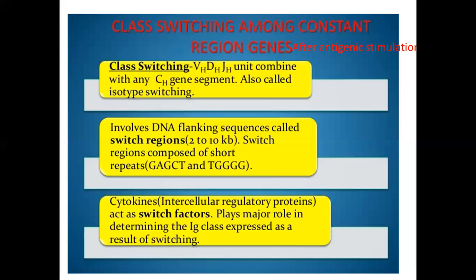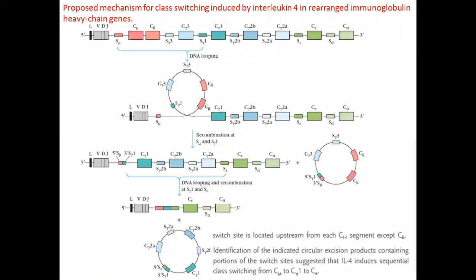So the variable region that can combine with any of the CH gene segments is known as isotype switching. That involves the flanking sequences called the switch regions. The cytokines are known as switch factors. These cytokines play a major role in determining the immunoglobulin class which is expressed as a result of the switching. So which class is expressed?